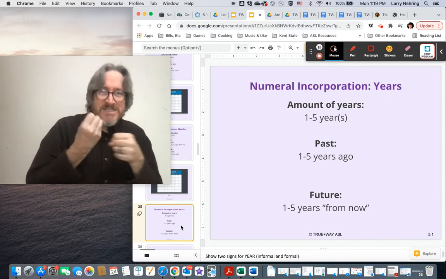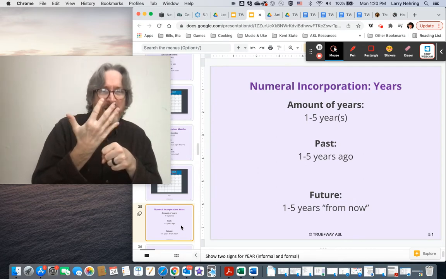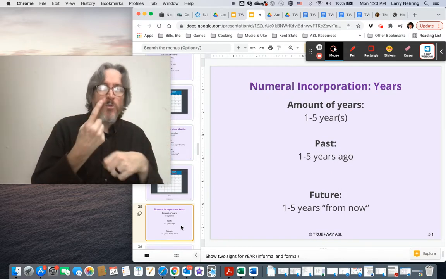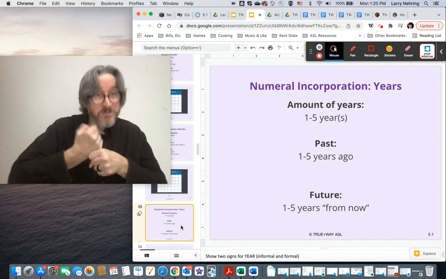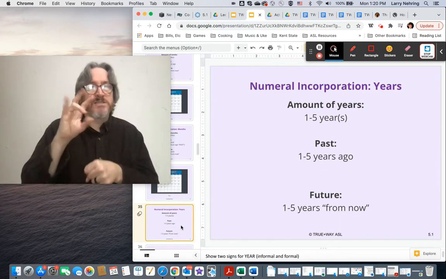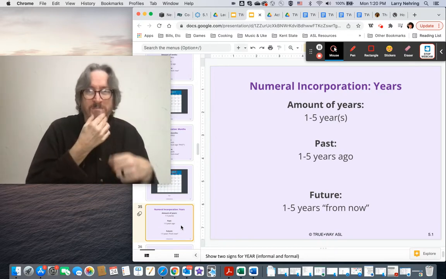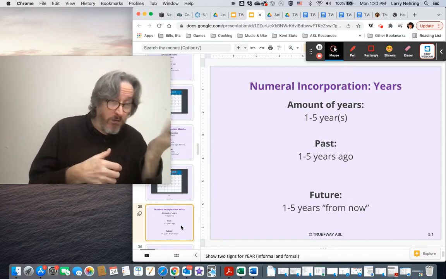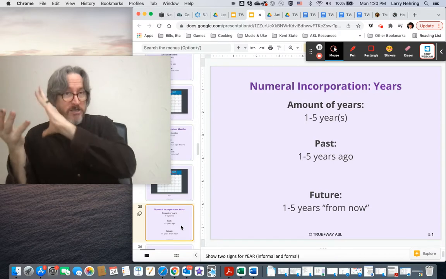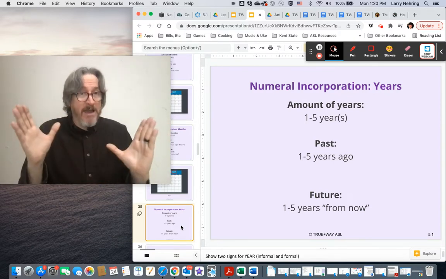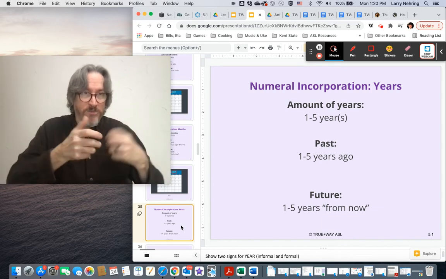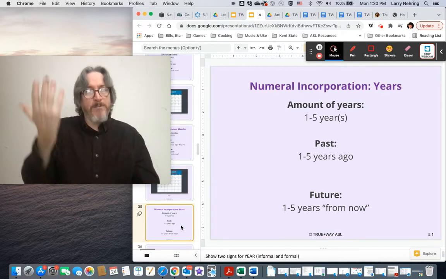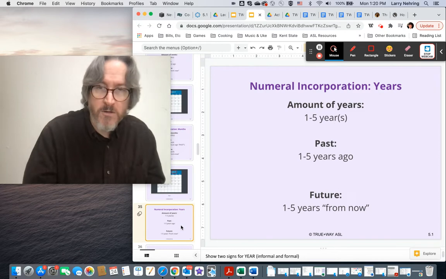Now here's one where, with 6 years, we tend to do 1 through 5. 5 years is really easy. Once we get to 6 years, it's a little more confusing, so it's easier to separate them. With all these numbers, you can always separate the numeral and the amount of time, hour, week, day. But you can replace the handshape with a number, usually 1 to 9, sometimes 1 to 5. And again, we've got past for ago and future for from now.